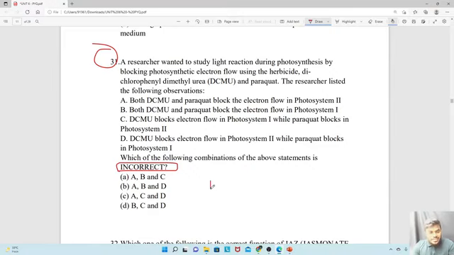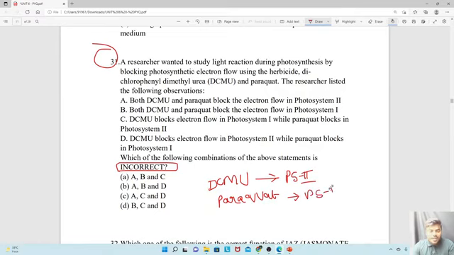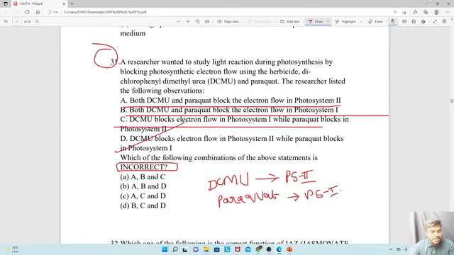Friends, all the students listen, remember this all the time. DCMU basically blocks photosystem 2, whereas paraquat blocks photosystem 1. Absolutely true. But see here, option A is wrong. They have given the opposite. Option B is wrong. Option C is wrong. Option D is the only correct option. Hence the incorrect statements are A, B, C. That's good.